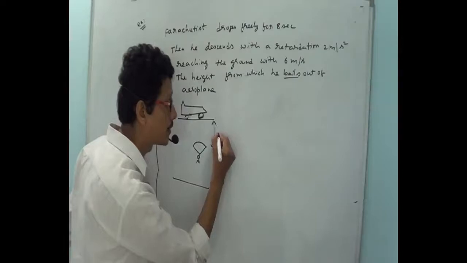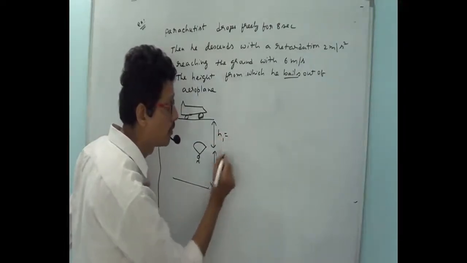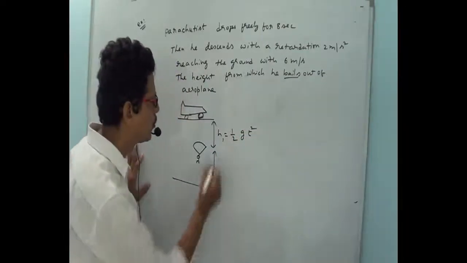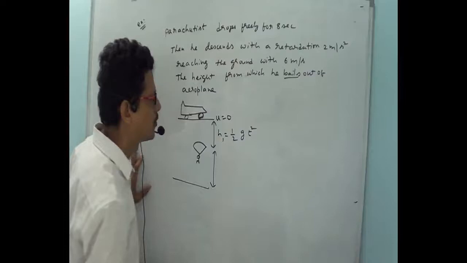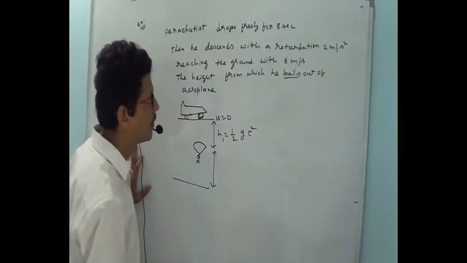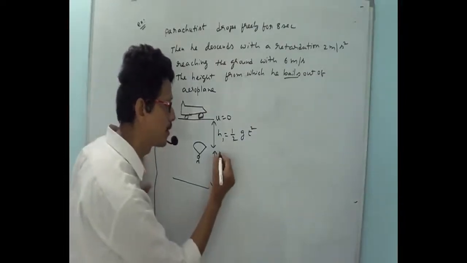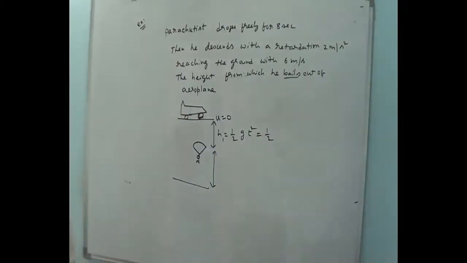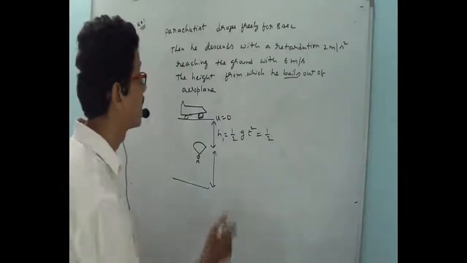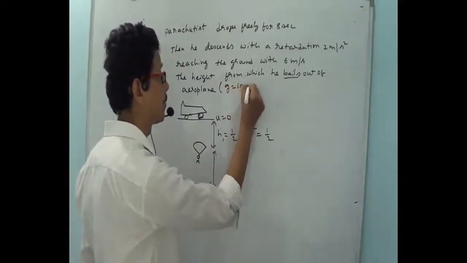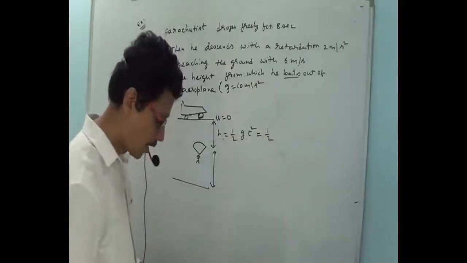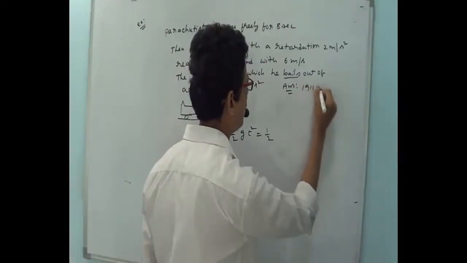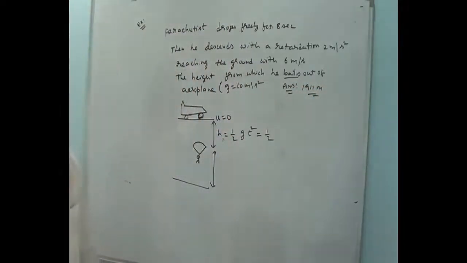Okay, and this height is let us say h1, that is half g t square. u is 0 now here. Let us calculate the first height. g is 9.8 or 10. You have to take 10. g is given as 10, in bracket you write g is 10 meter per second square. Answer is 1911 meters. This is the answer. Okay, sir.